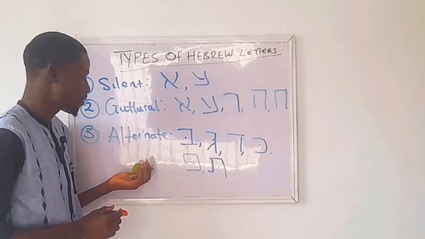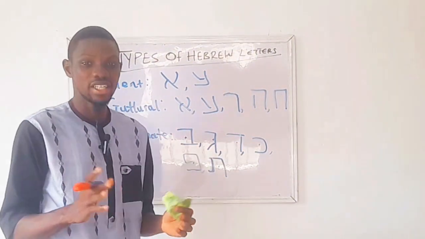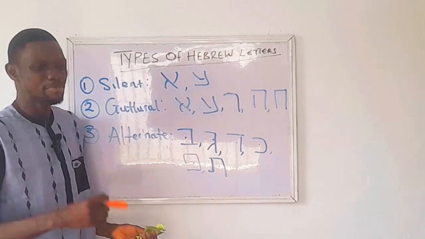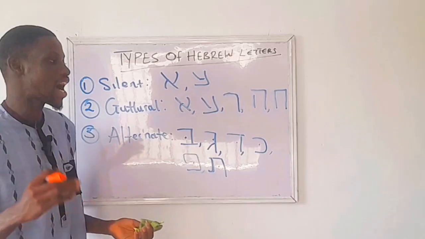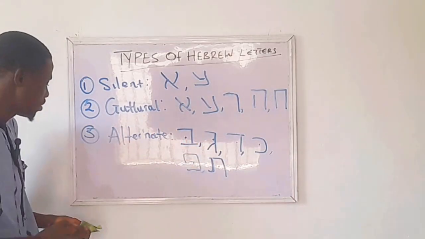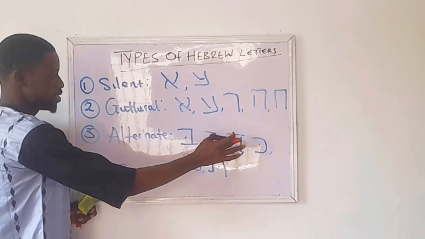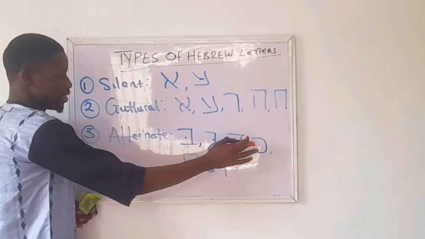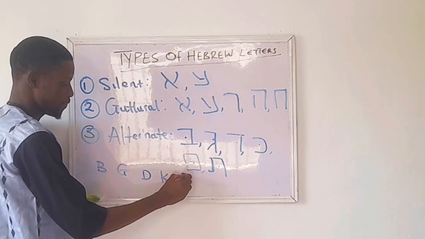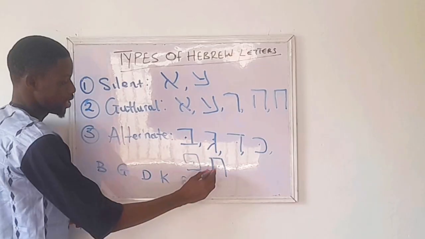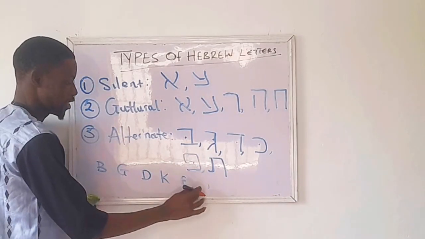So they are called alternate letters. The reason I wrote them like this is because there is also a nickname given to these letters. We call them the Begedkefet letters. Remember that this is bait, this is B. This is G. This is D. This is K or C. This is P or F without dagesh. And this is T.